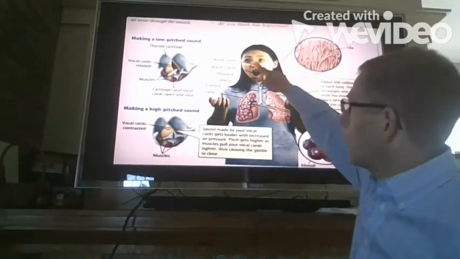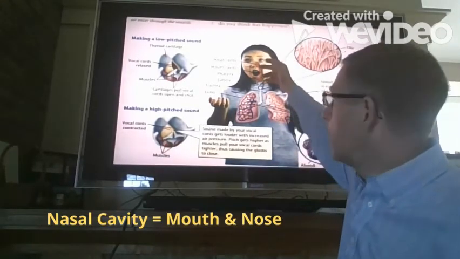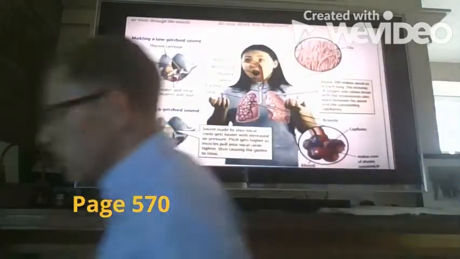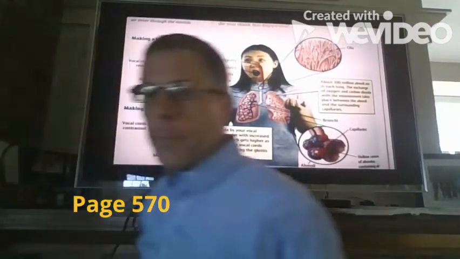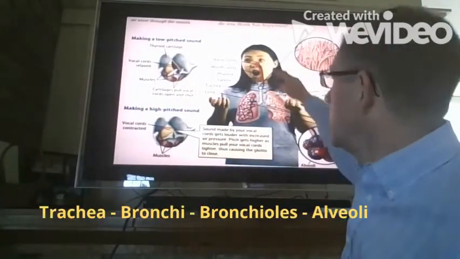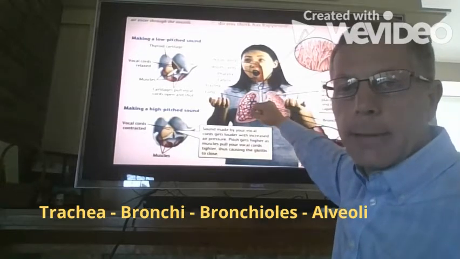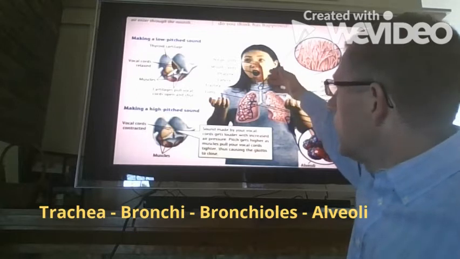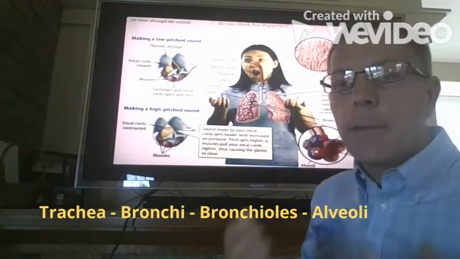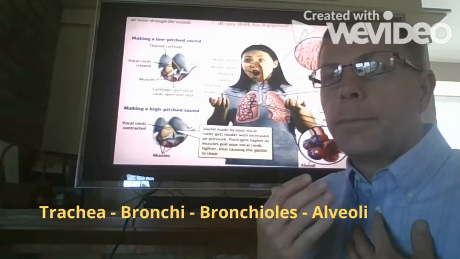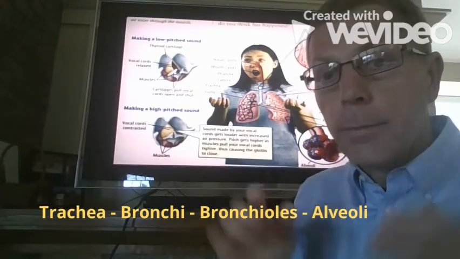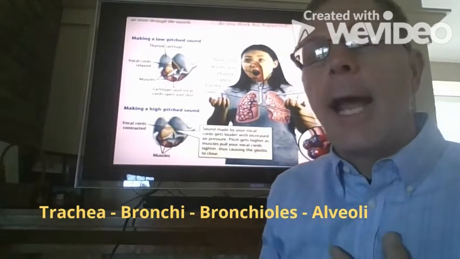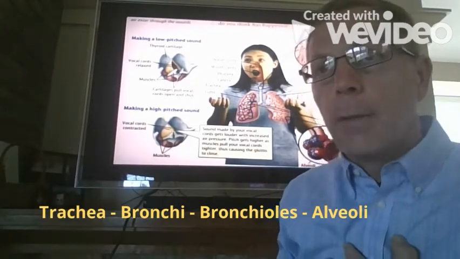So we breathe in through our nasal and mouth cavity. This can be found on page 570 of your textbook. We breathe in, it comes down our trachea. Your trachea is just a passageway. Sometimes food goes down the wrong tube. Well, that's food going into your trachea, and you don't want that to happen because then you can't breathe. That's how people can choke sometimes.